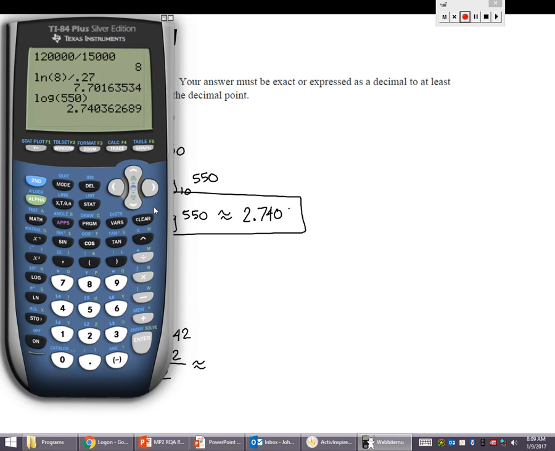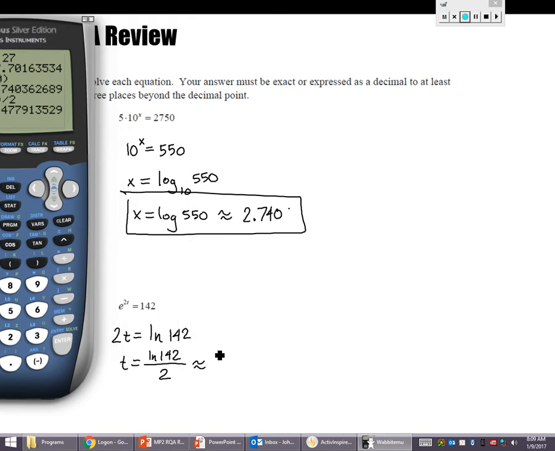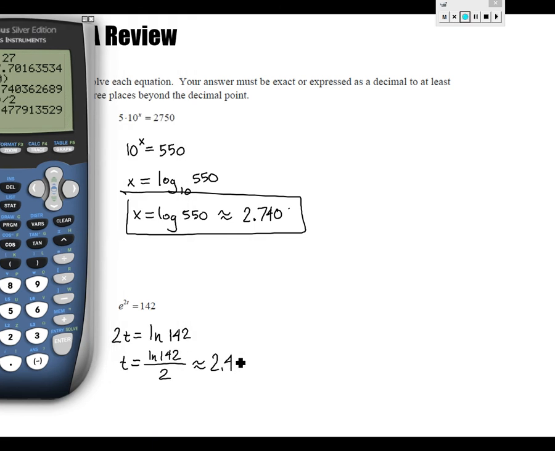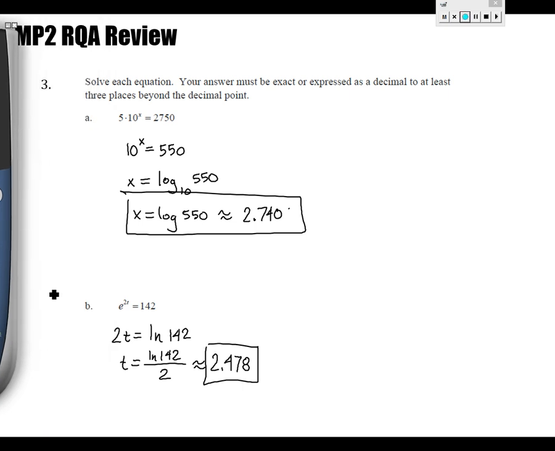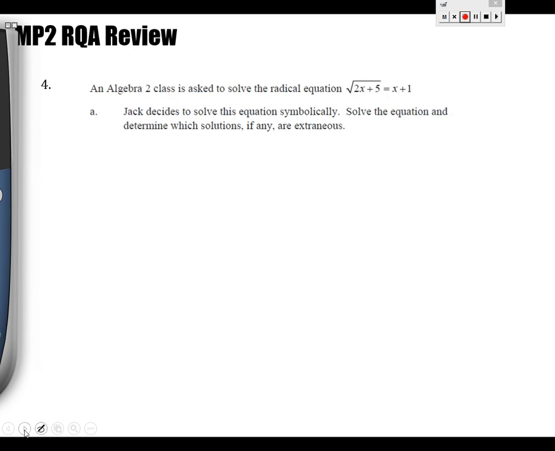But we can also give a rounded answer here. It's 2.478. Oh, we should have made an estimate on that one too before we started. I could have thought, okay, well, what's e to what power gives you 142? So far, so good? Hit the pause button anytime you need to.